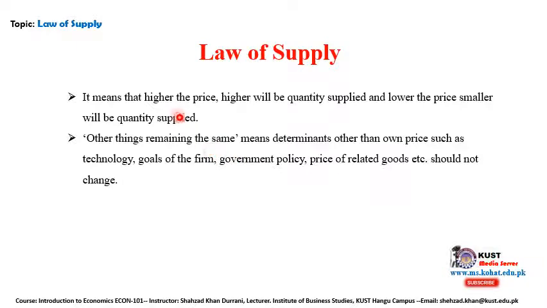Then, for example, the higher the price, the higher the quantity supplied; the lower the price, the smaller the quantity supplied. So the law of supply works only if other things remain the same. These determinants shouldn't change.